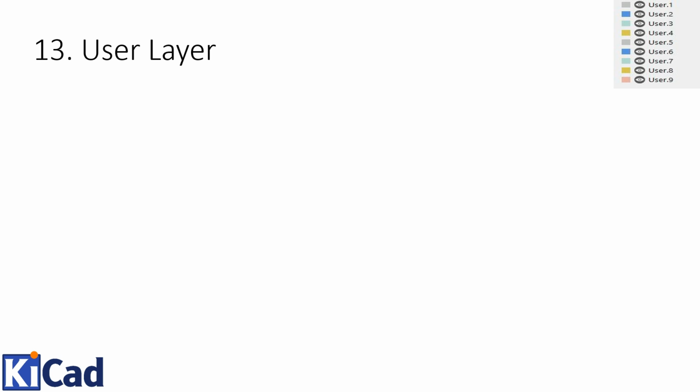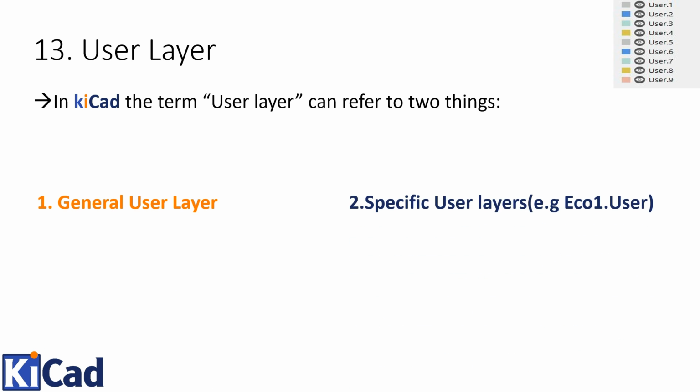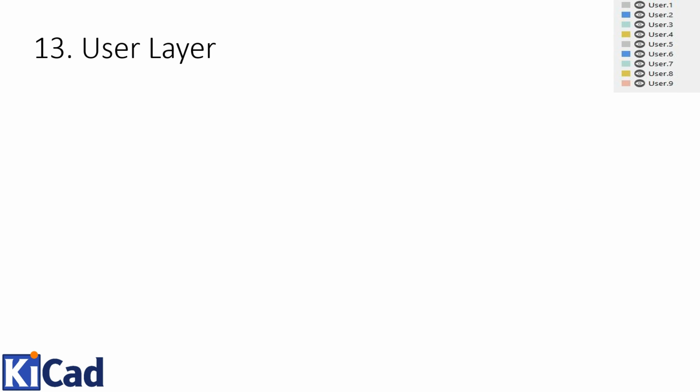The next layer is the user layer. In KiCad, the term user layer can refer to two things: general user layers, or specific user layers like the F.Cu1 or the F.Cu2 user we have discussed previously.